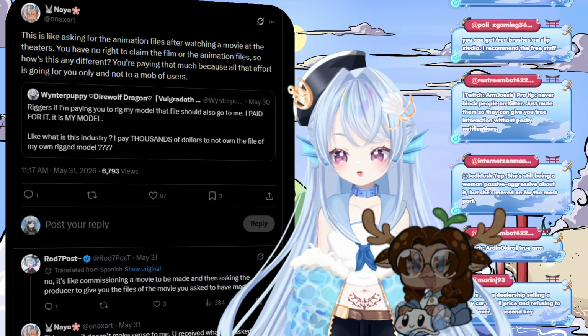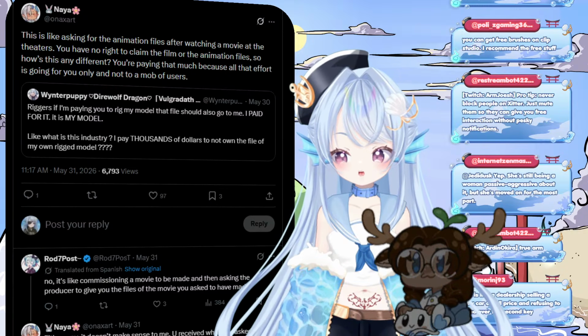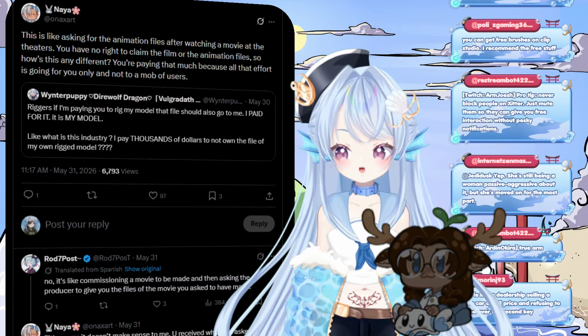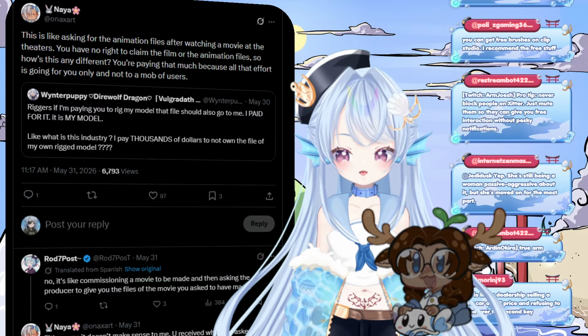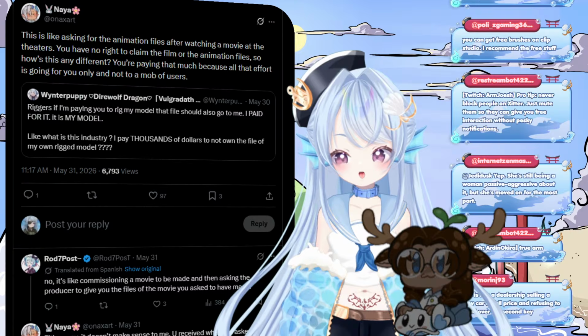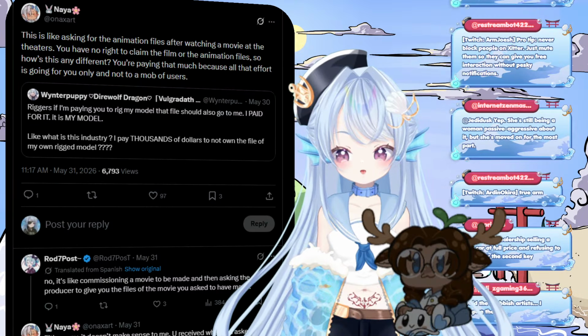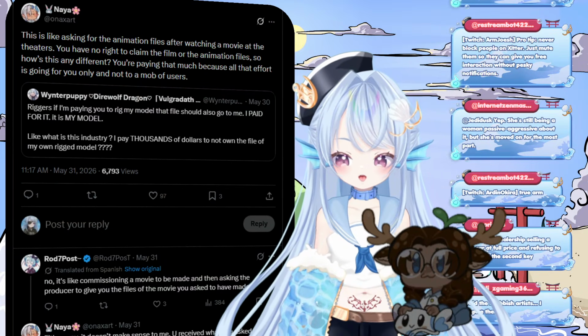This is like asking for the animation files after watching a movie at the theaters. You have no right to claim the film or the animation files. So how's this any different? You're paying that much because all that effort is going for you only and not a mob of users.